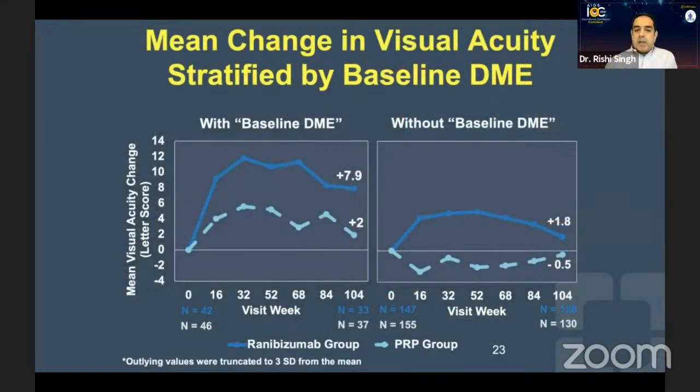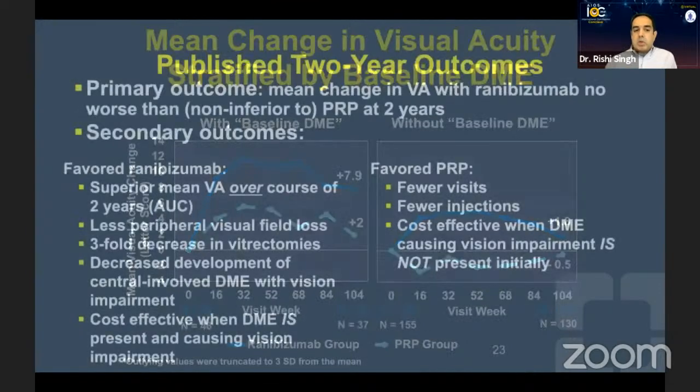And here's the final outcome of the study, which showed again that there was an improvement in patients with baseline DME, obviously in anti-VEGF, but without baseline DME, the visual results were kind of equivocal. But again, I will tell you that the PRP group here also received some anti-VEGF as they went along, because even if you didn't have baseline DME and you developed DME as this trial continued, you were eligible to get anti-VEGF as that went on, and that was not an uncommon situation.